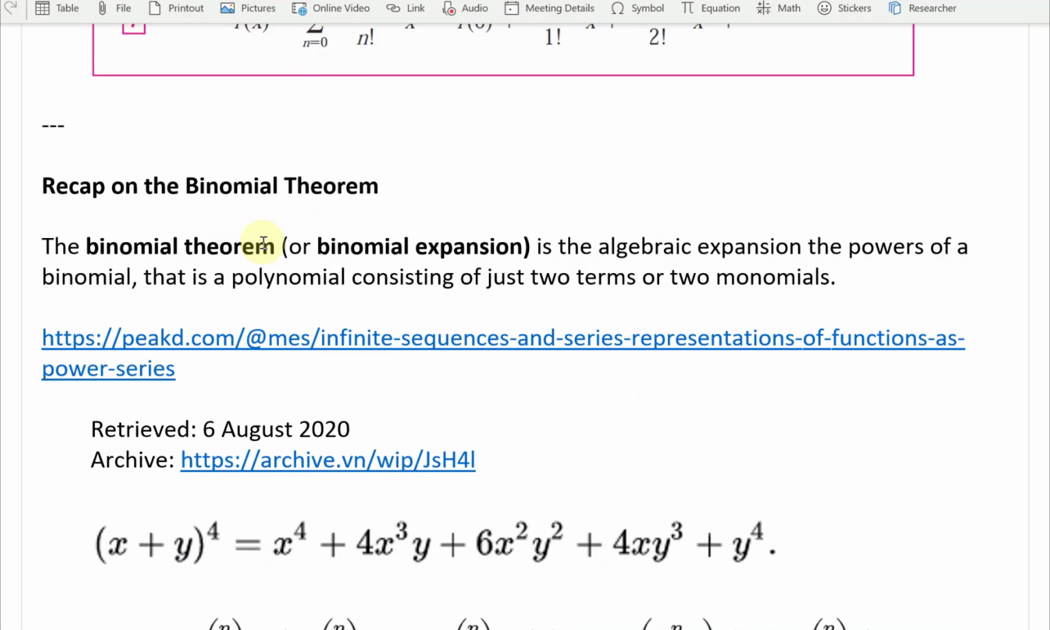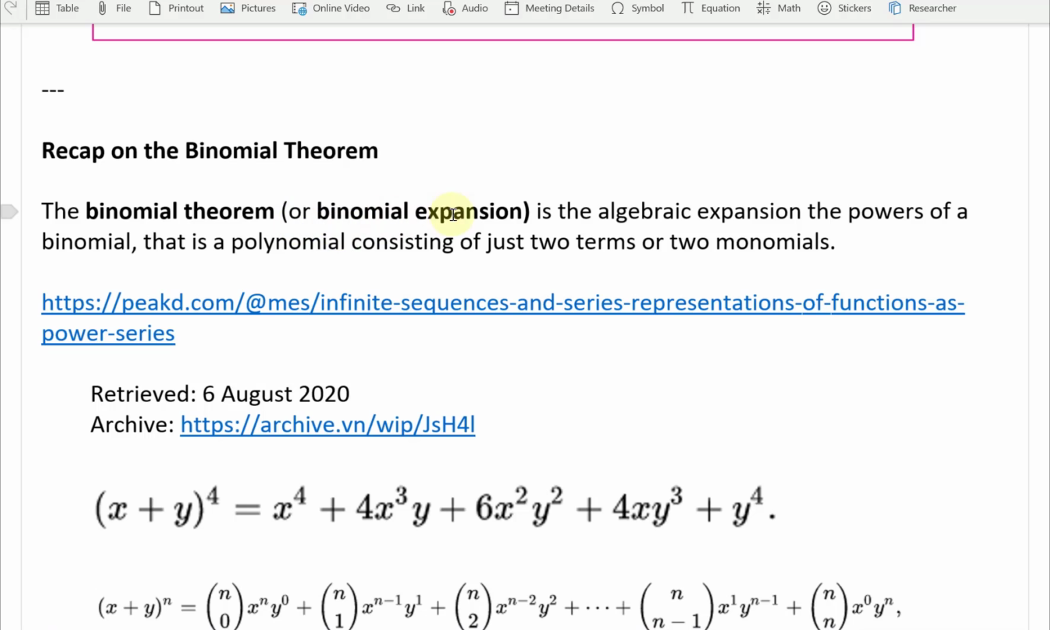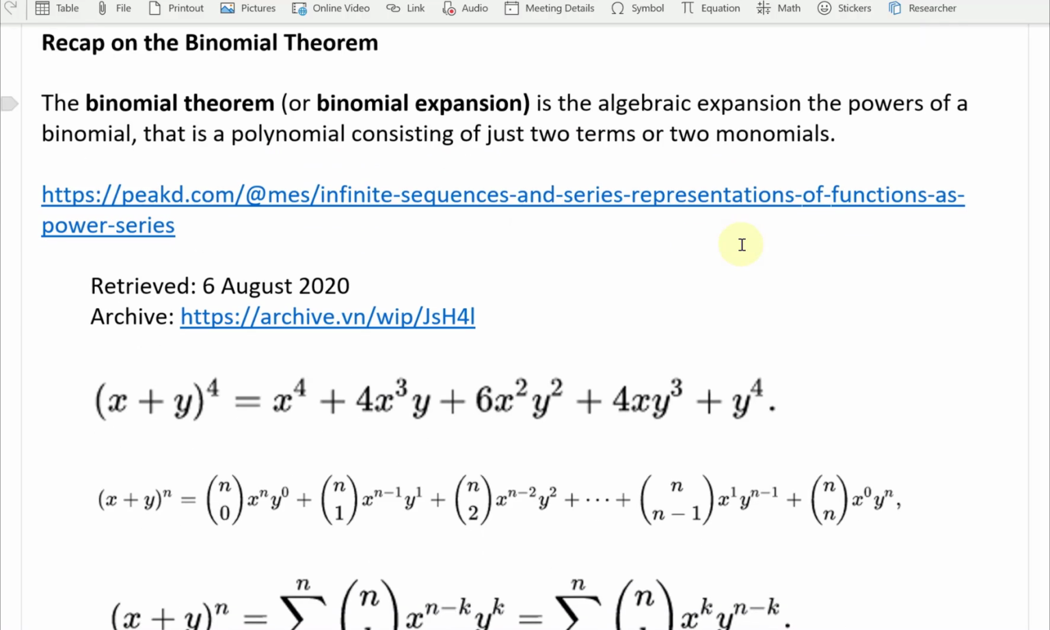So now a quick recap on the binomial theorem. The binomial theorem or binomial expansion is the algebraic expansion of the powers of a binomial, that is a polynomial consisting of just 2 terms or 2 monomials. So yes, if it's 1 term, that's a monomial, 2 terms a binomial, and in general a polynomial.